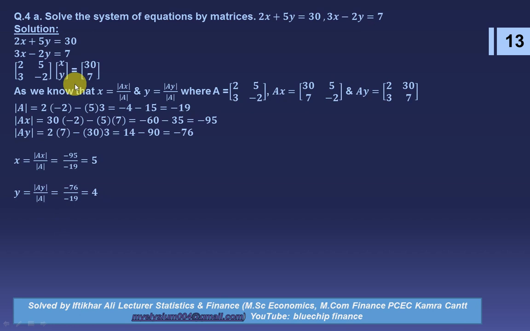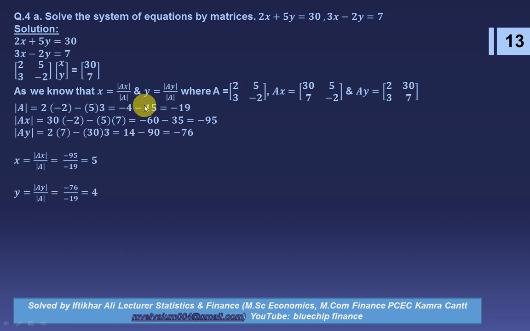Question number 4 part A, solve the system of equations by matrices: 2x plus 5y equals 30, 3x minus 2y equals 7. First of all we make the matrix: 2, 5, 3, minus 2. Variables are x, y and third matrix is 30, 7. We need here only 3 determinants: determinant of A, determinant of Ax, determinant of Ay. So first of all we take the determinant of A. 2 multiplied by minus 2 minus 5 multiplied by 3 equals minus 19.